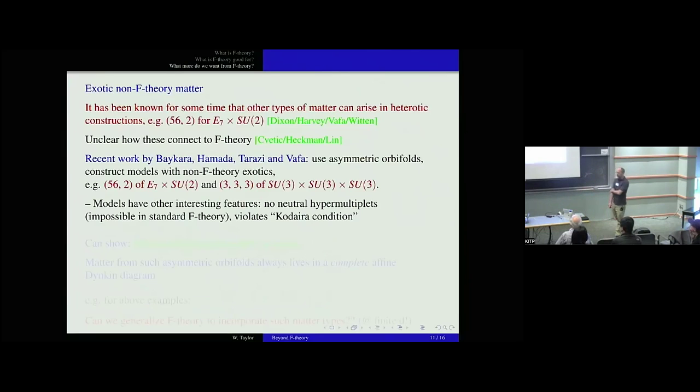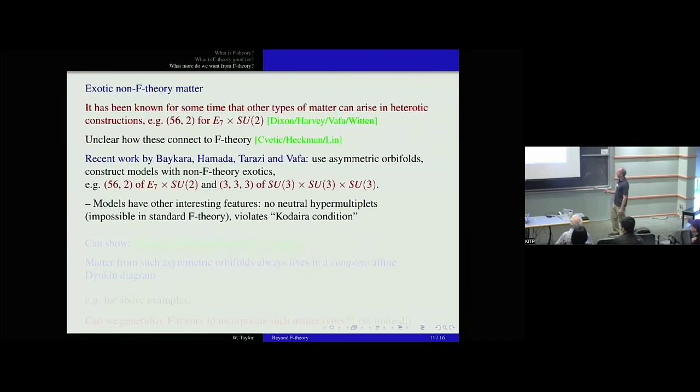However, it's been known for some time that there are other matter representations which can arise in heterotic constructions, such as the E7 cross SU2, fundamental bifundamental, and it's unclear how these connect to F-theory. There are some hypotheses, but I don't think anything really compelling at this stage. There's a very nice bit of recent work by Becarra, Hamada, Tarazzi, and Vafa where they use asymmetric orbifolds and construct models with a whole bunch of non-F-theory type exotics, including this 56,2 and the triple, the 333 of 3 factors of SU3. These models have other interesting features which suggest that they can't be realized in F-theory.